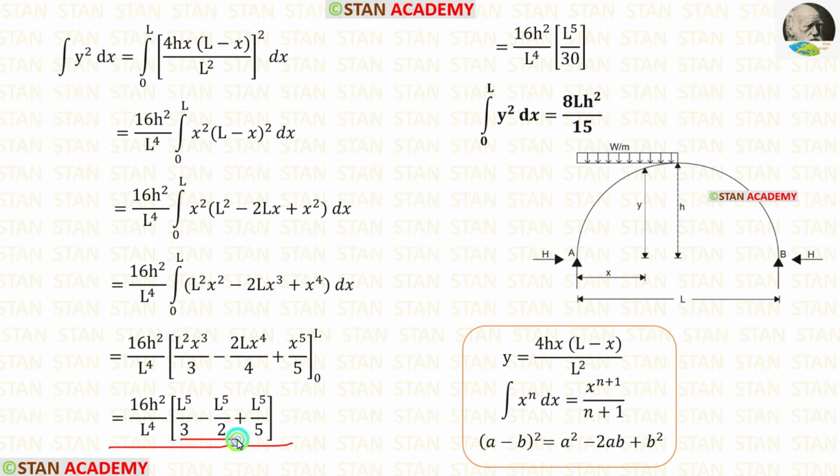1 by 3 minus 1 by 2 plus 1 by 5, we will get 1 by 30. We can eliminate this L power 4. Here it will be L. 16 by 30, we will get 8 by 15. Finally, we have found integration of y square dx, which is equal to 8 LH square by 15.